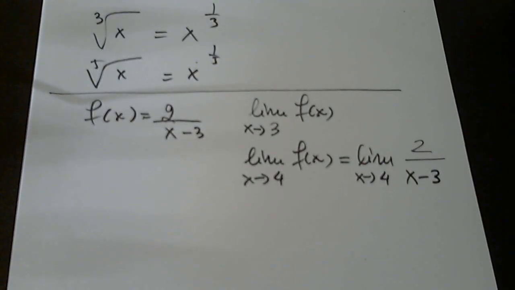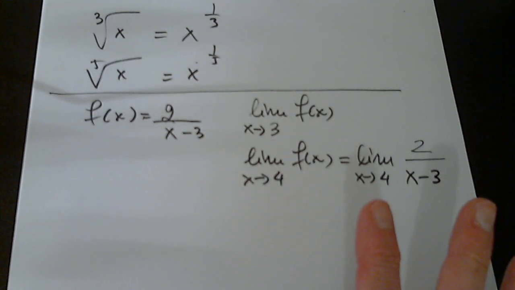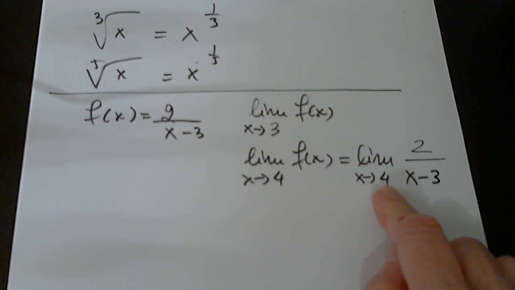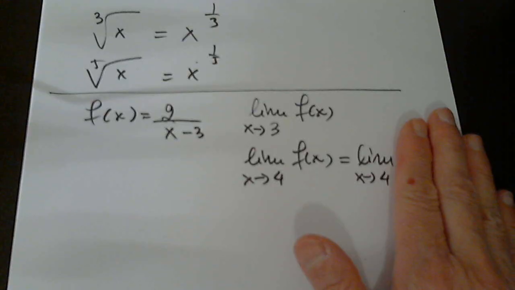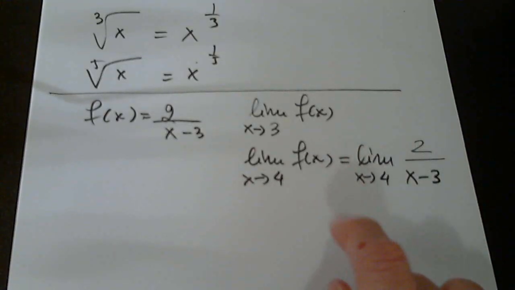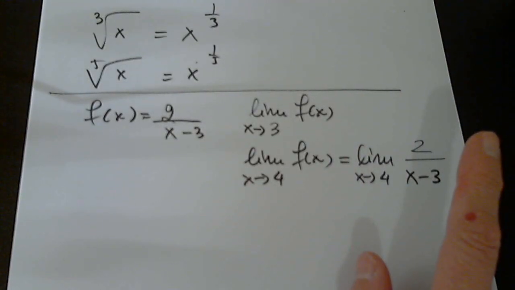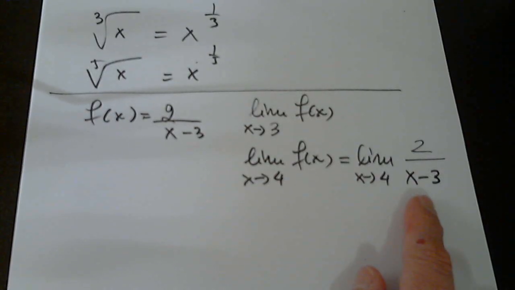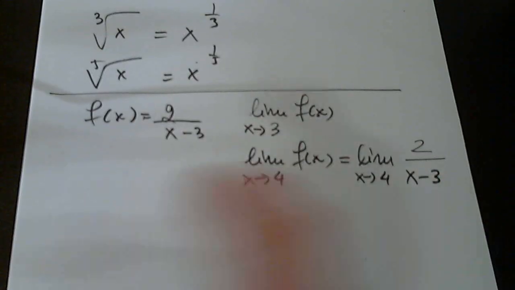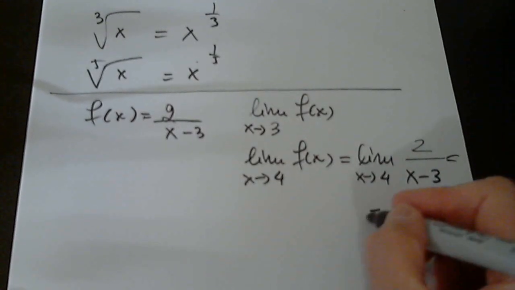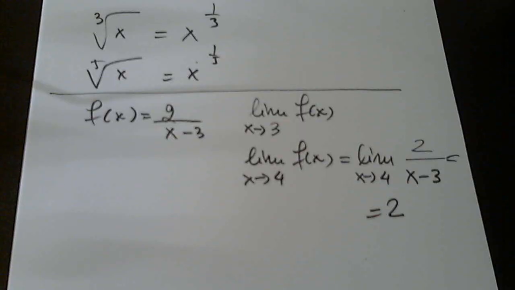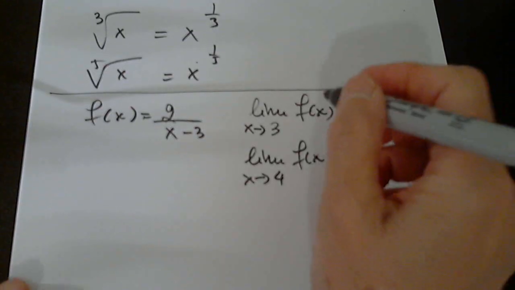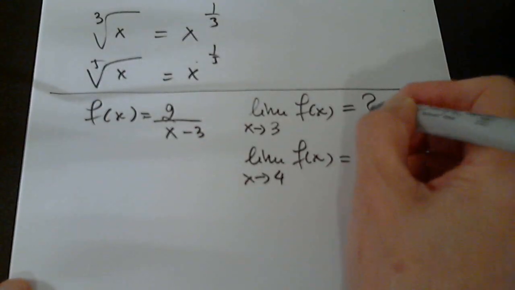So we had that rule that stated that if this number is in the domain of this function, all I have to do is plug it in. That's all I need to do. Since 4 is in the domain of this function, 4 minus 3 is 1, 2 over 1 is 2. I'm done, as long as the value is in the domain of the function. It is.